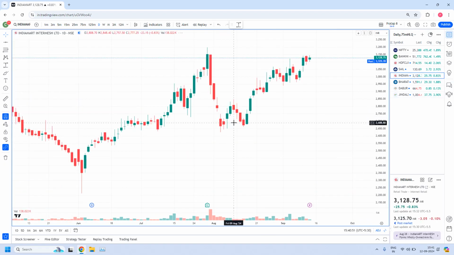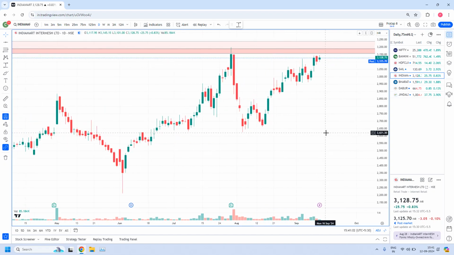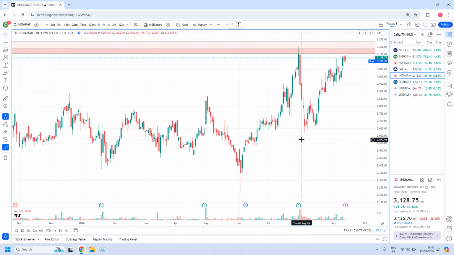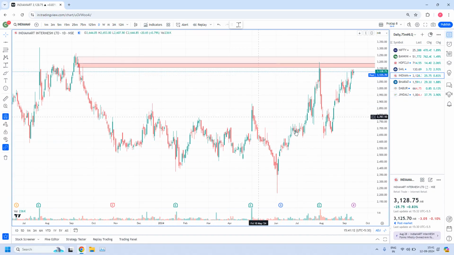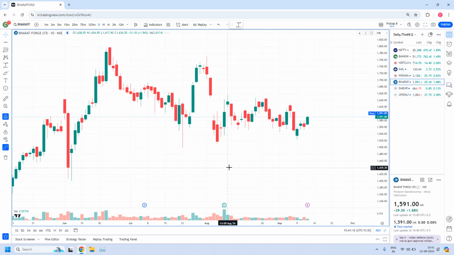Next one, IndiaMART. Yesterday we already discussed and it didn't have a fine-tuned zone. We know that this zone will be violated, but today prices didn't enter inside. So I already explained about this zone in yesterday's HLQ analysis. If anybody wants to know about this zone, please refer to yesterday's HLQ analysis video. Next one is Bharat Forge.